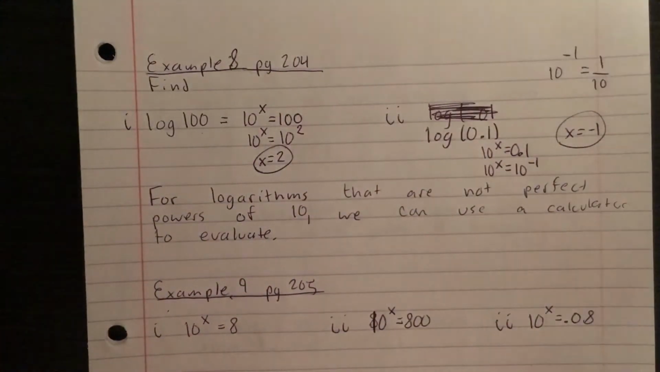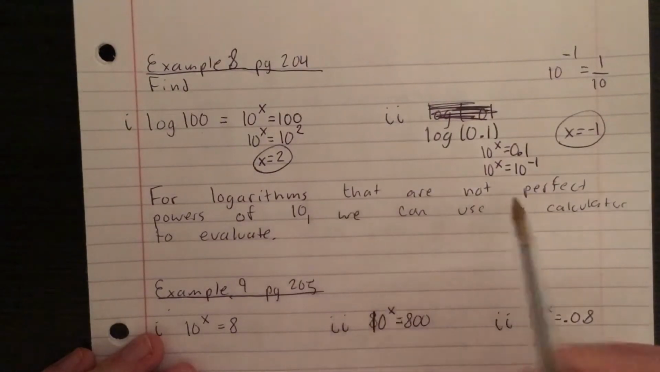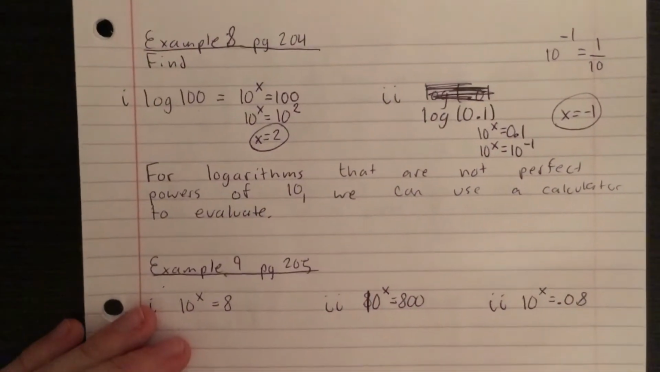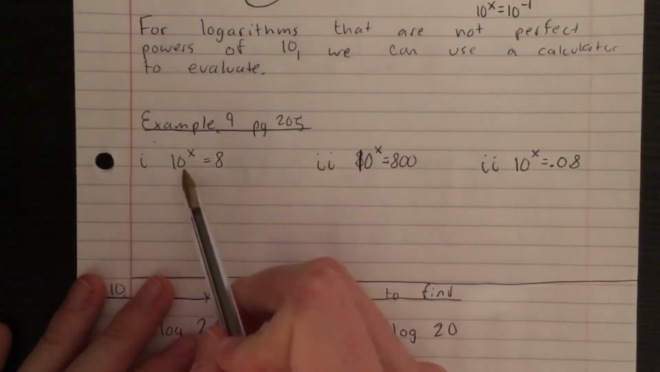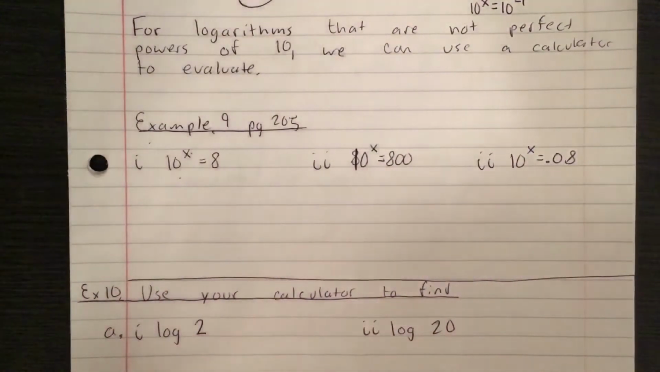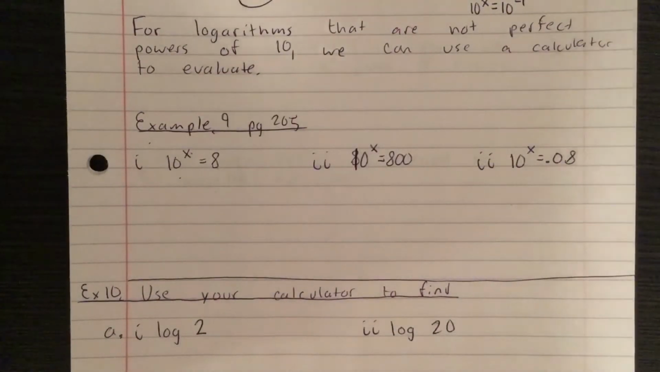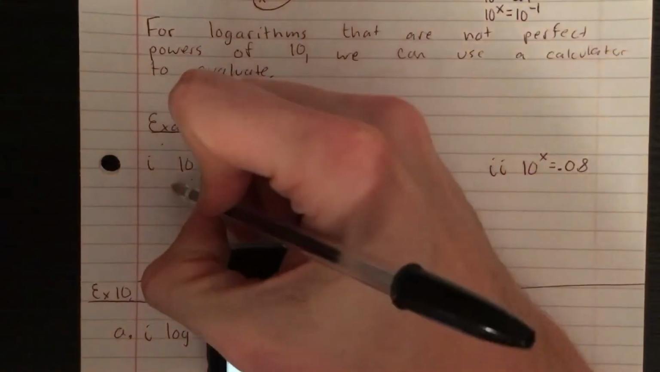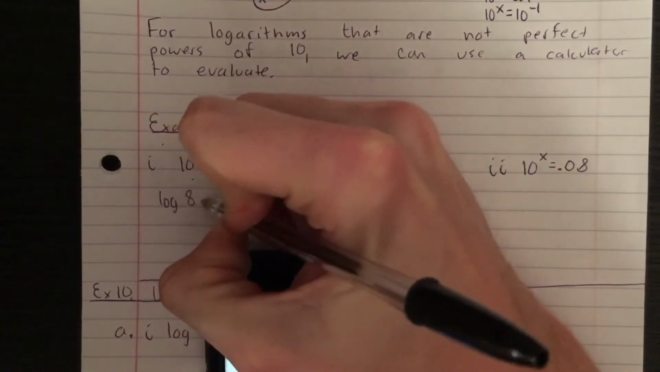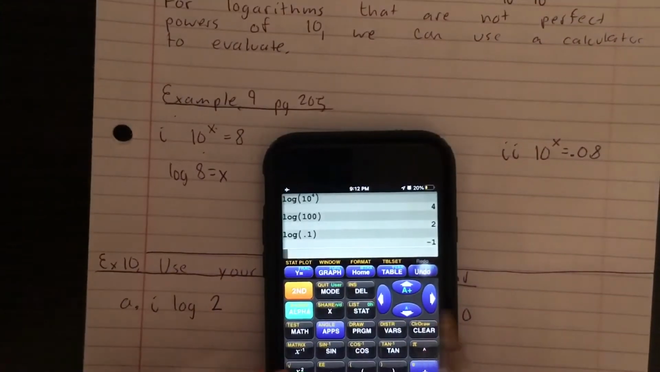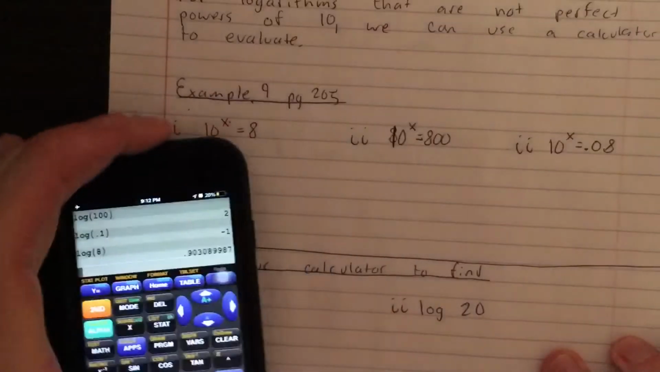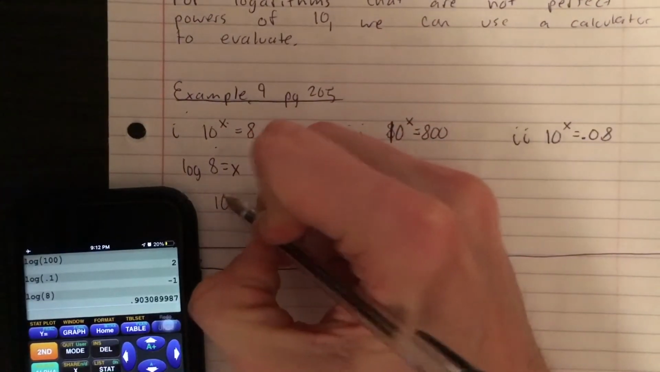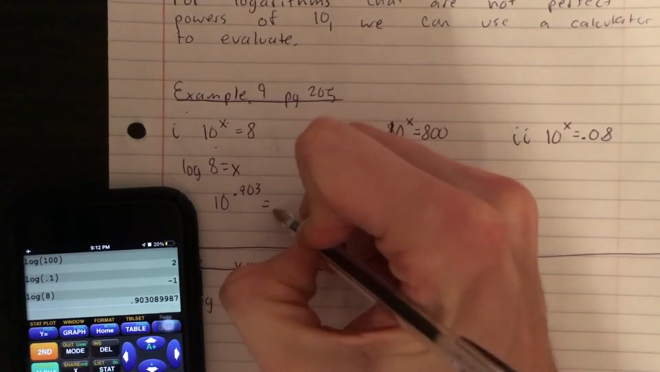So in general, for logarithms that are not perfect powers of 10, we want to use a calculator to evaluate these. Like, 10 to what power gives me 8? I'm not exactly sure there. It's going to be a number less than 1 for sure, but that is about all that we can say. So we're going to write the log of 8 equals x. Then log of 8 is x, so we'd say 10 to the 0.903 equals 8.